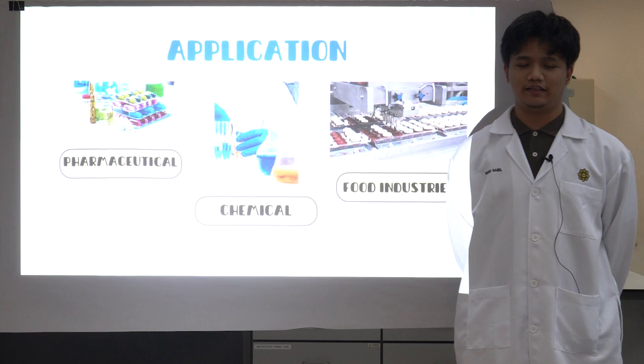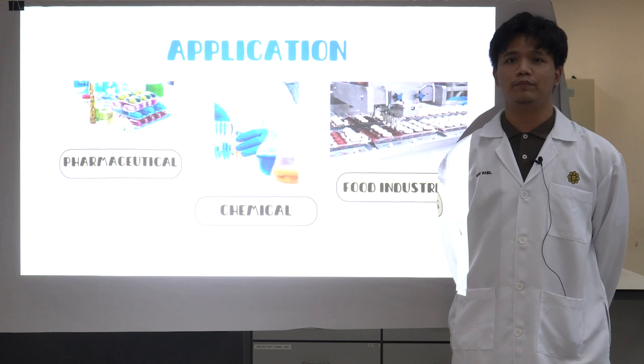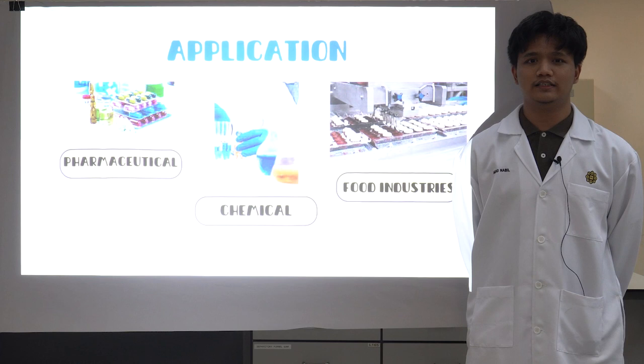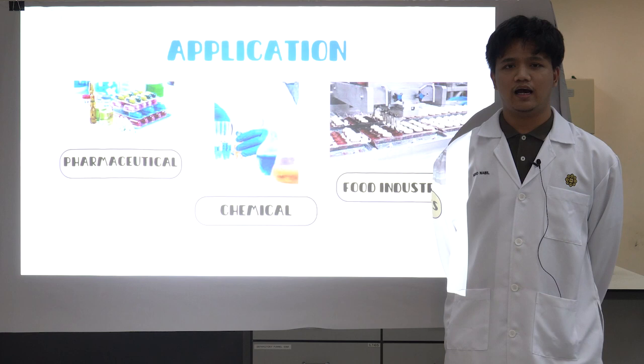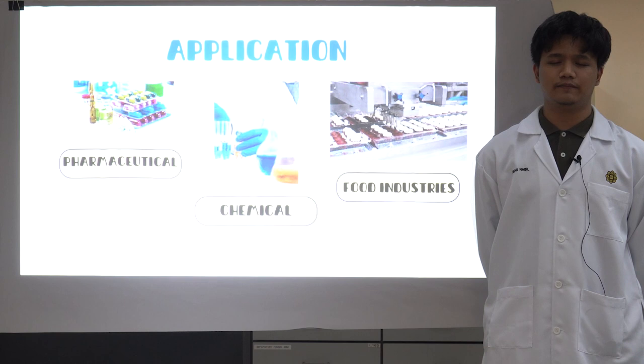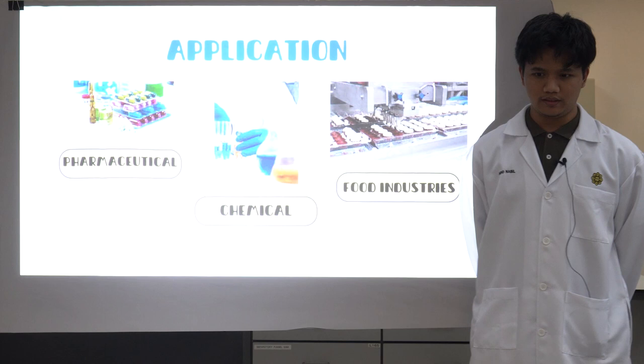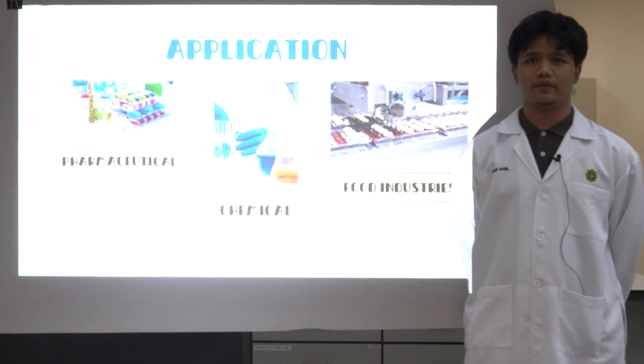For example, the first example is pharmaceutical. The recrystallization method is a popular method in pharmaceutical manufacturing, used to remove impurities from medicine. It involves dissolving the medication in a suitable solvent, and then allowing the solution to cool or evaporate gradually, causing the desired chemicals to crystallize. And then the impurities in the solution stay behind or are filtered out.